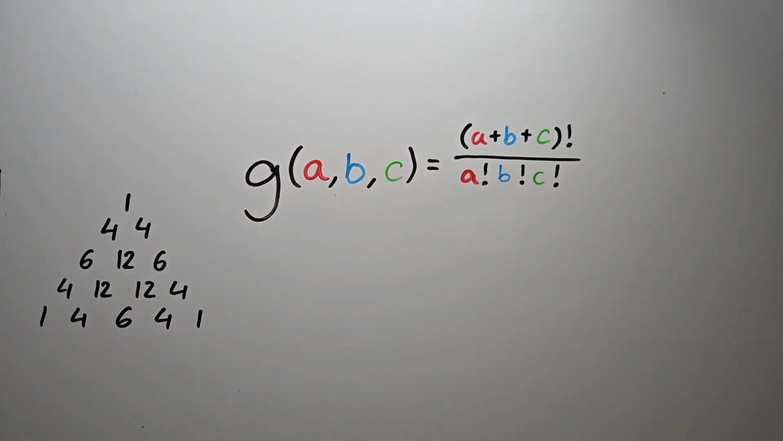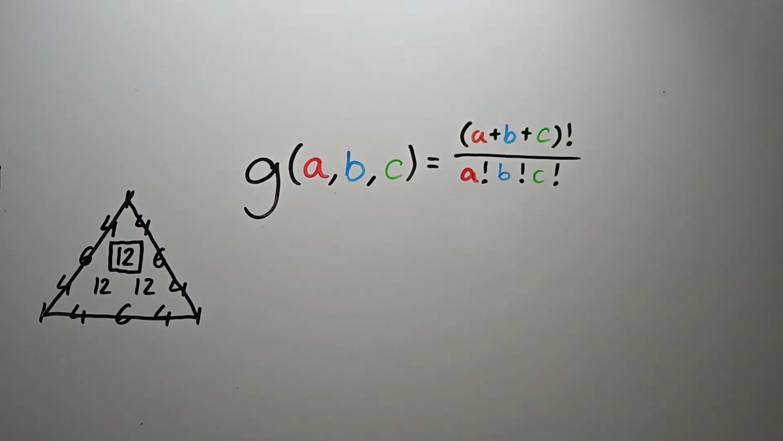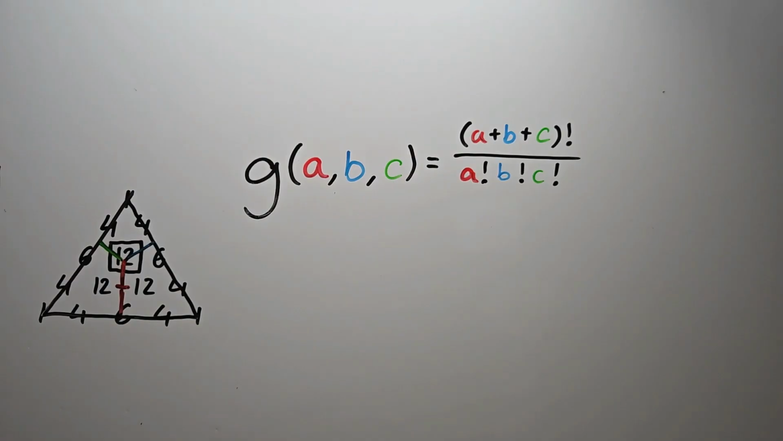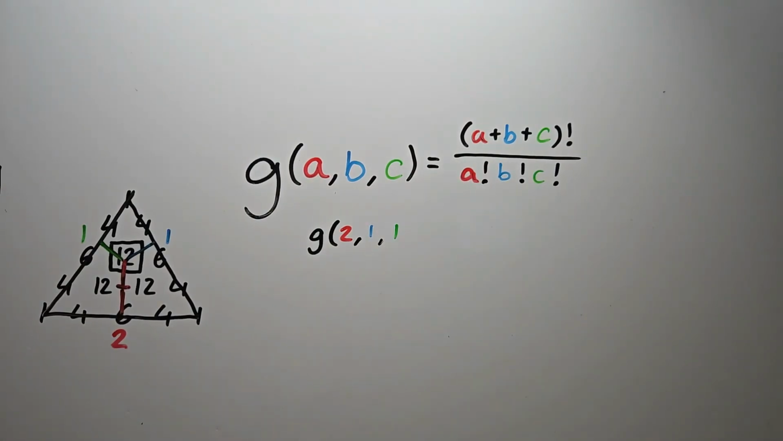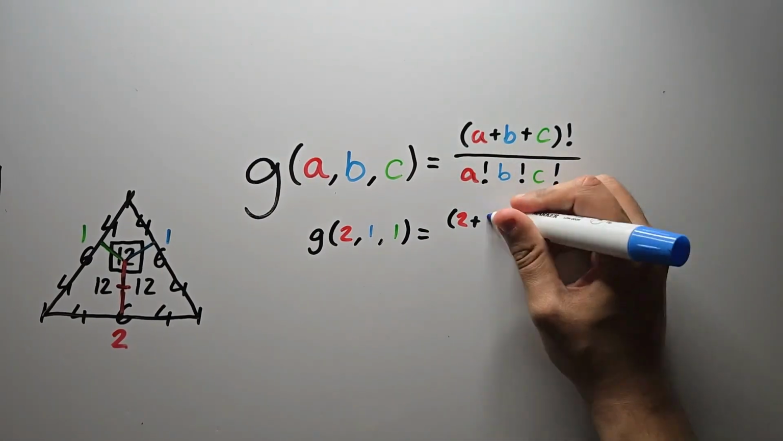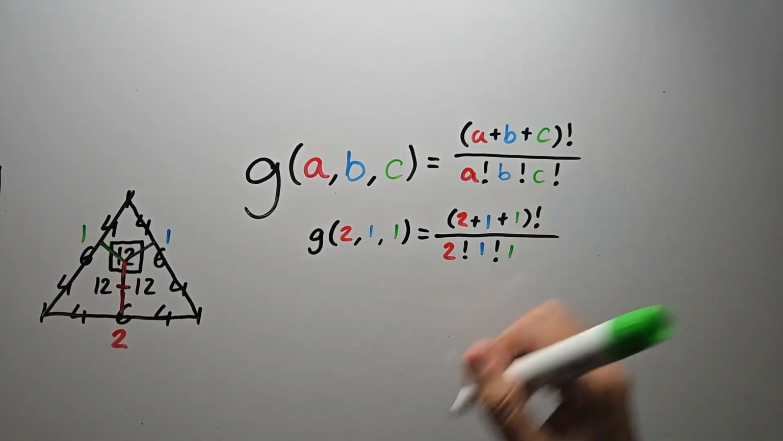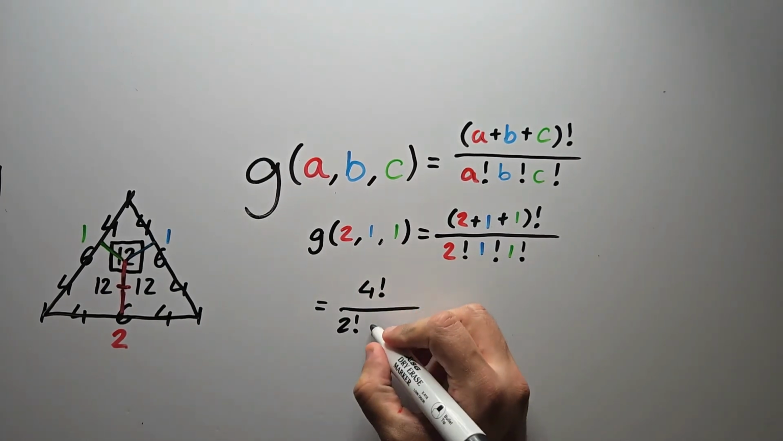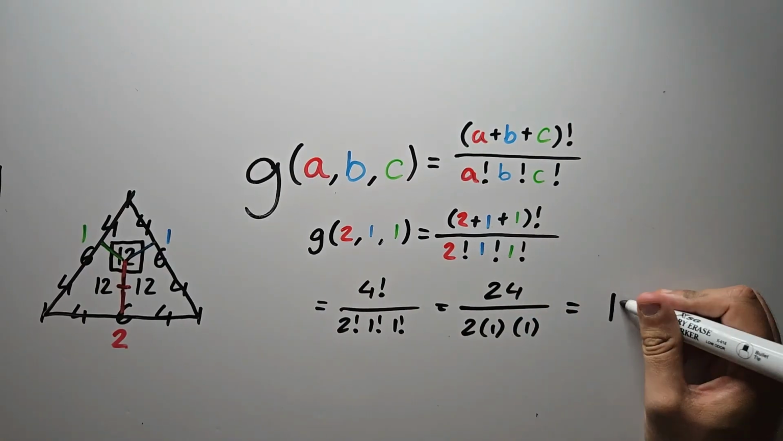Here we have the 4th layer of Pascal's tetrahedron with the borders drawn on for clarity. Looking at this 12 here, we see that its distance from the bottom border is 2, its distance from the right border is 1, and its distance from the left border is 1. Using these numbers as a, b and c, we get that g of 2, 1, 1 is equal to 2 plus 1 factorial divided by 2 factorial times 1 factorial times 1 factorial, which is 4 factorial divided by 2 factorial times 1 factorial times 1 factorial, which is 24 divided by 2 times 1 times 1, which is indeed 12.